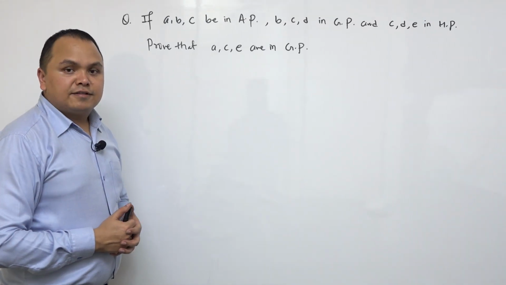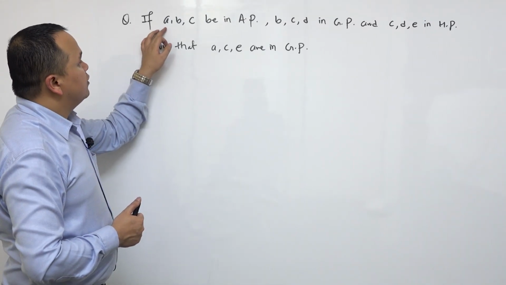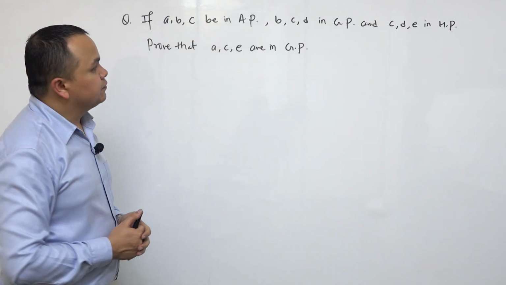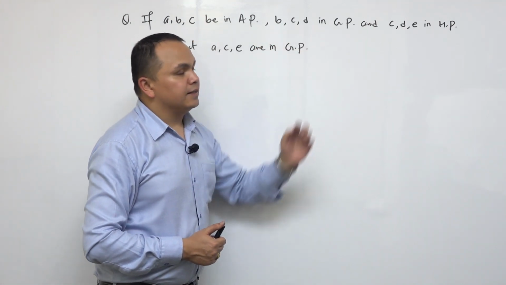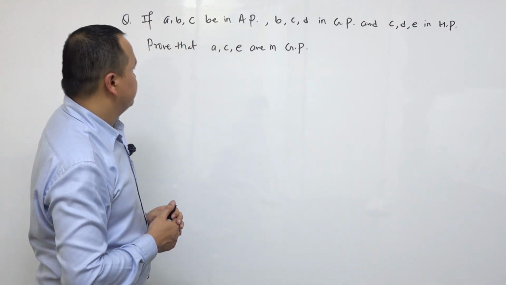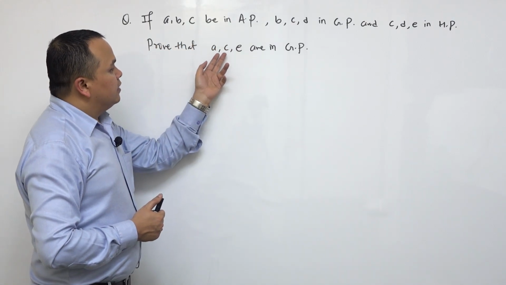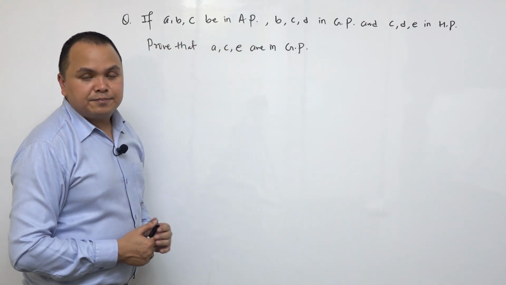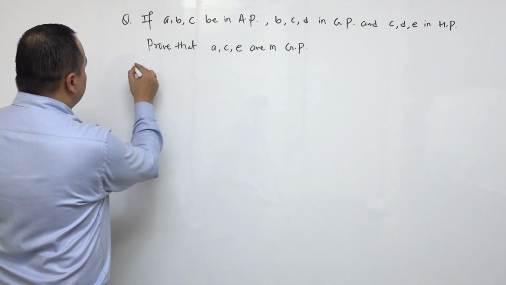Okay, we have another example. If a, b, c be in AP, b, c, d in GP, and c, d, e in HP, prove that a, c, e are in GP. For this, we have the solution.